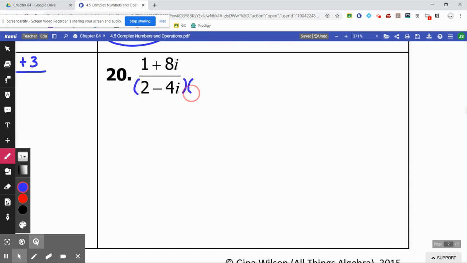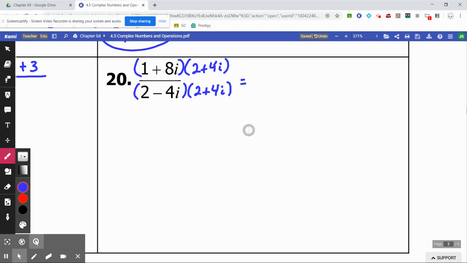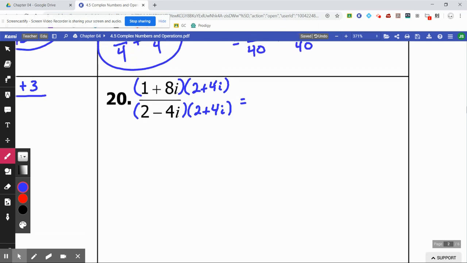And number 20, multiply top and bottom by 2 plus 4i, the complex conjugate. So the top does have to be FOILed. 1 times 2 is 2. 1 times 4i is 4i. 8i times 2 is a 16i. And 8i times 4i is going to be positive 32i squared, which is a negative 1, which is just going to change that to a negative 32.